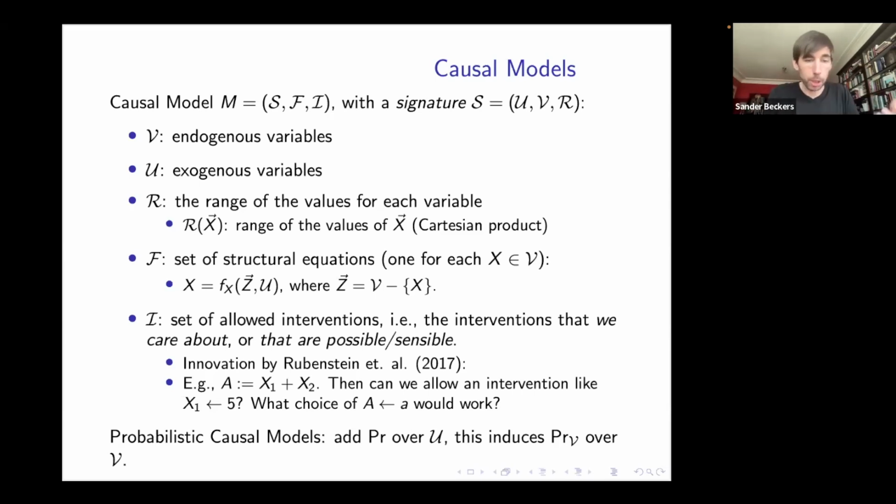Now, obviously, probabilities matter. What is Halpern's way of adding probabilities? You just take a deterministic model, but then you add the probabilities over the exogenous variables. And this then induces probabilities over the endogenous variables. And that's of practical importance, but I'm not going to focus on that today at all.